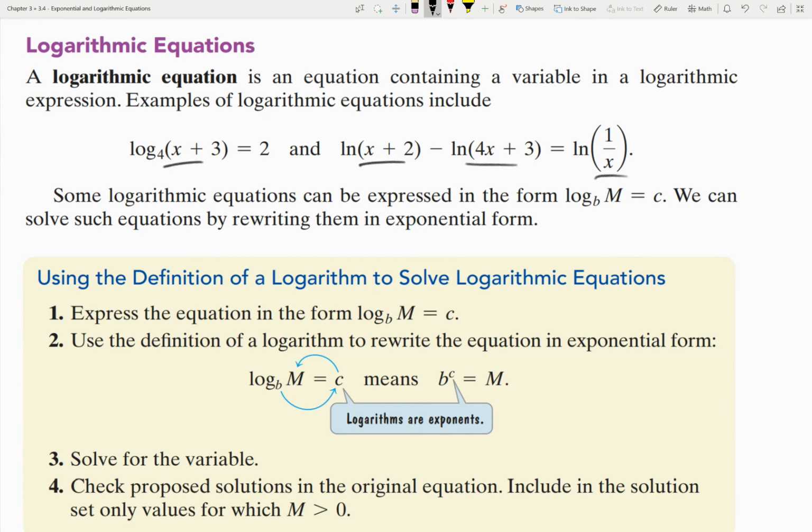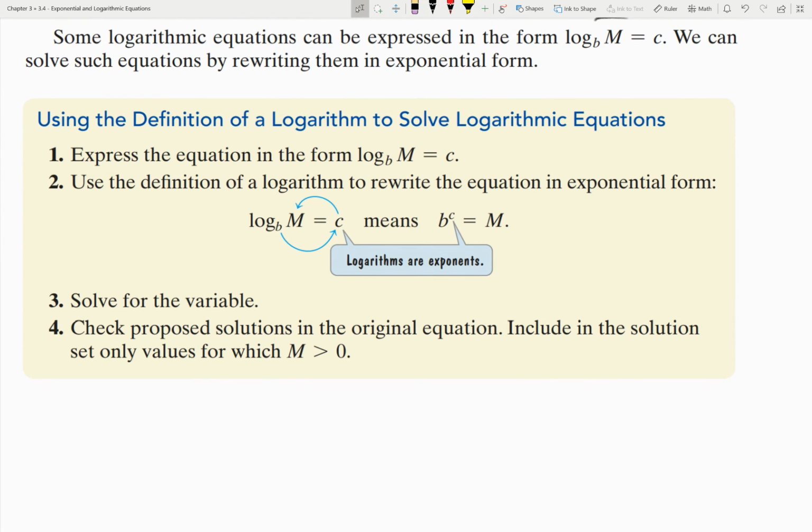Some logarithmic expressions can be expressed in the form of one logarithm, not more than one. If there's more than one, we're going to have to combine them using techniques that we saw in section 3.3. So it's going to be one logarithm equal to a number. If we have one logarithm equal to a number, we can solve this by using the inverse and changing it to exponential form. So the first thing we want to do is write it in the form of one logarithm equal to something.